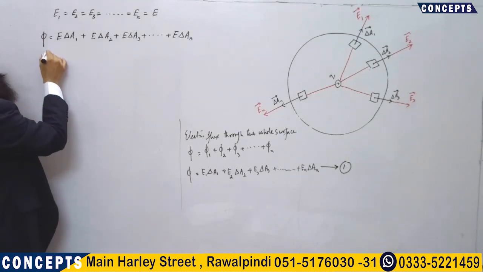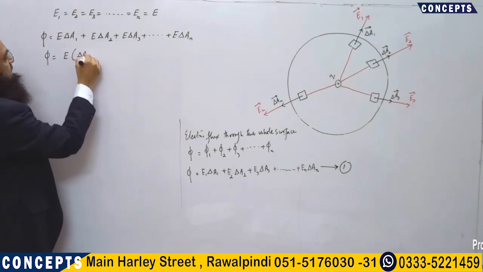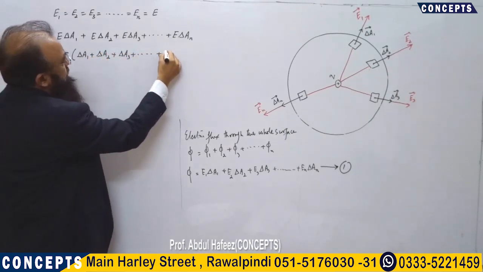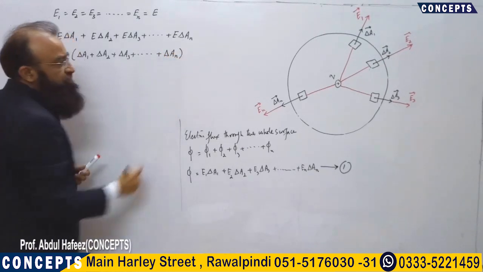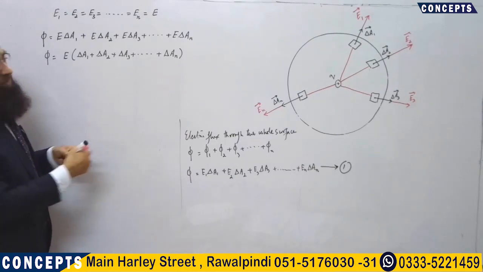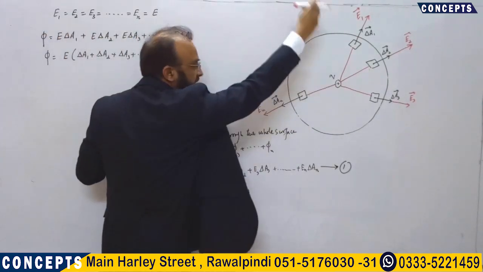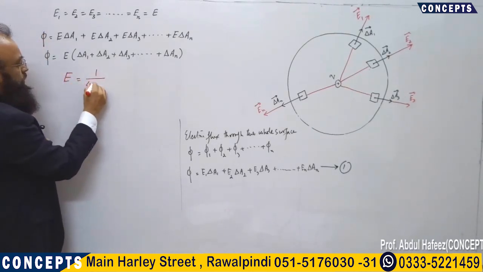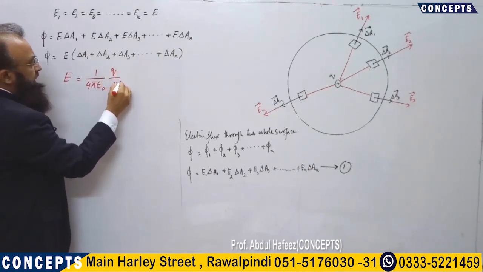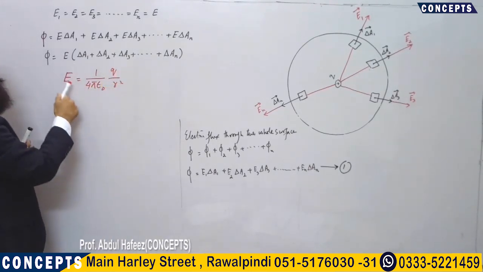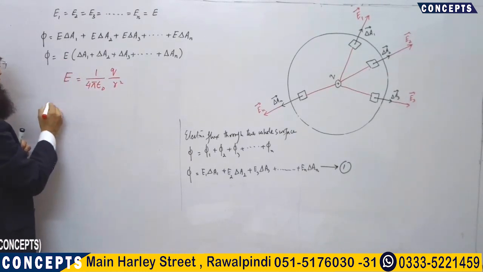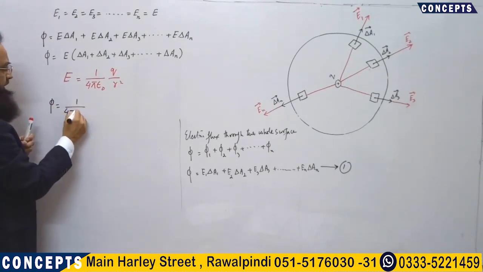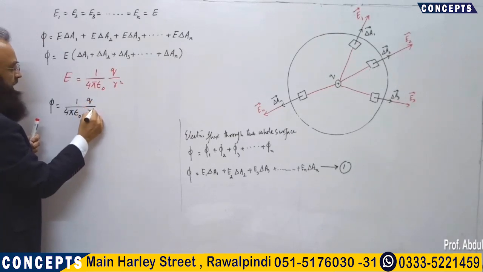So taking E as common, phi is equal to E into delta A1 plus delta A2 plus delta A3 plus so on up to delta AN. Now the electric field due to this point charge Q at a distance R is given by E is equal to 1 over 4 pi epsilon naught Q over R square. So we can replace this E by its formula. We can write phi is equal to 1 over 4 pi epsilon naught Q over R square.